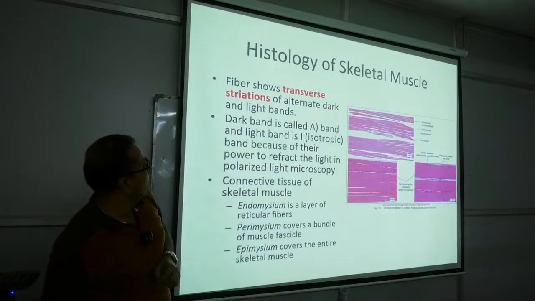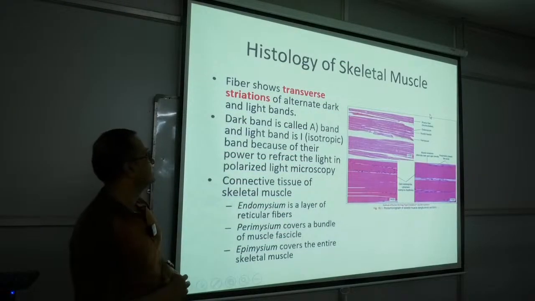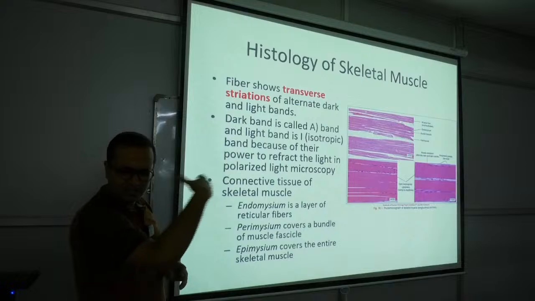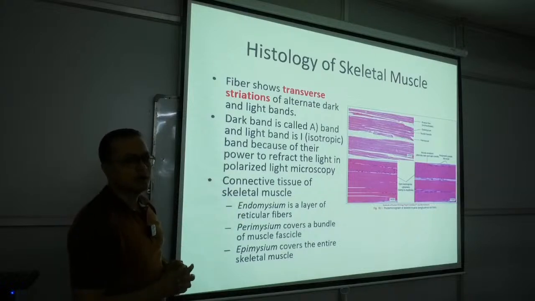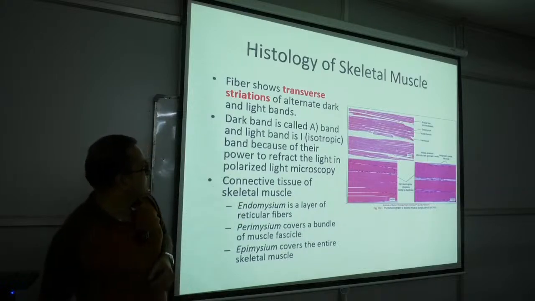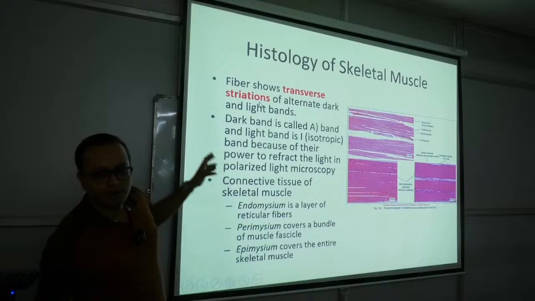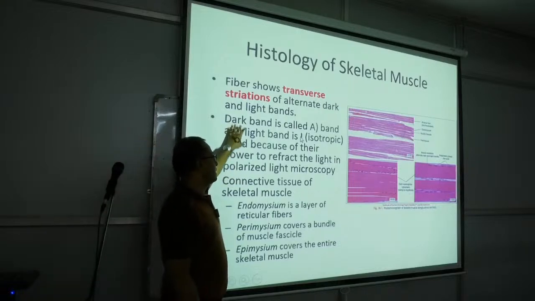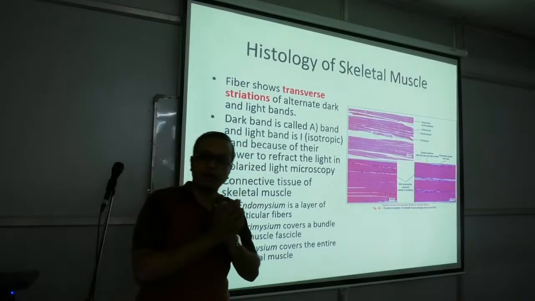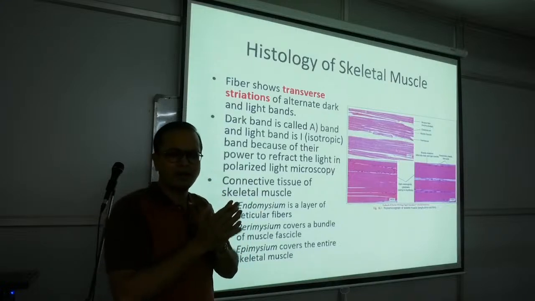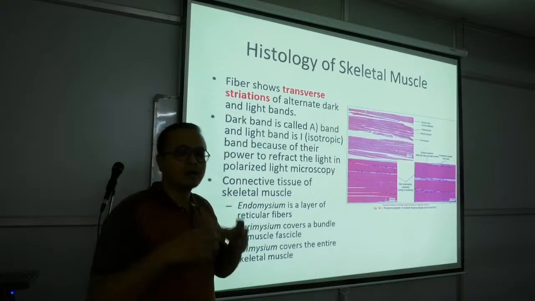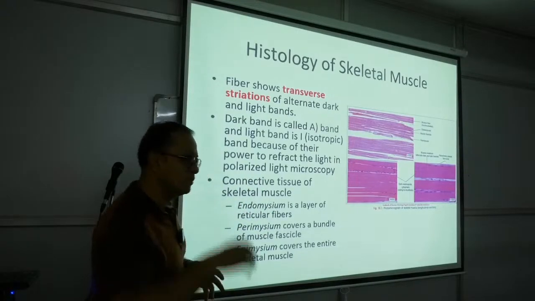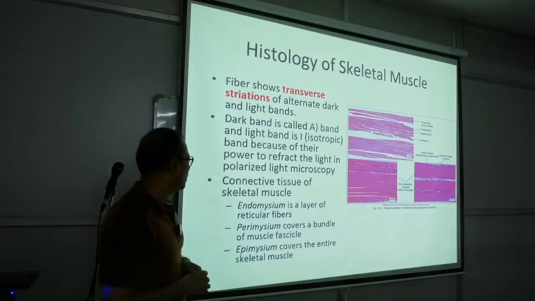But we still have to know about these transverse cross striations. We call them transverse striations. That's why these skeletal tissues are known as striated muscles. These striated muscles have alternate bands, a darker band and a lighter band. The darker band we call the A band, and the lighter band we call the I band. How the A band and I band are placed, and how the contractile nature of the muscle varies, you will learn in physiology. I am not going to talk about this.